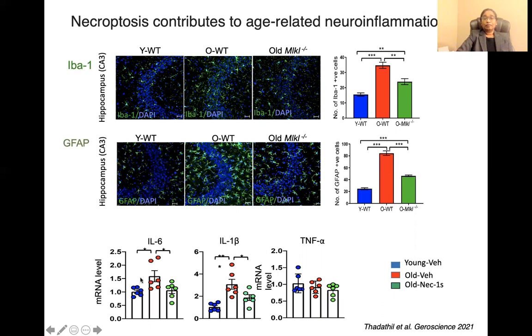Next, I'm showing the data for inflammatory cytokines in the hippocampus of the young, old, and old mice treated with necrostatin. As we can see here, in the hippocampus, the IL-6 and IL-1 beta expression were significantly upregulated in the old mice, which was downregulated by necrostatin treatment for 1 month. So this shows that in the brain, as well as in the liver, blocking necroptosis can reduce inflammation, suggesting that necroptosis contributes to inflammation in these tissues with aging.